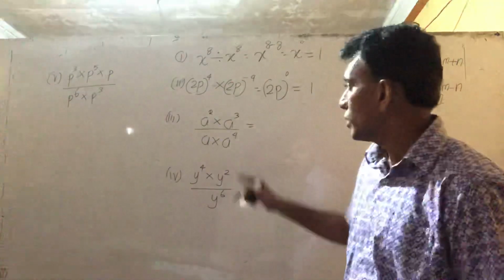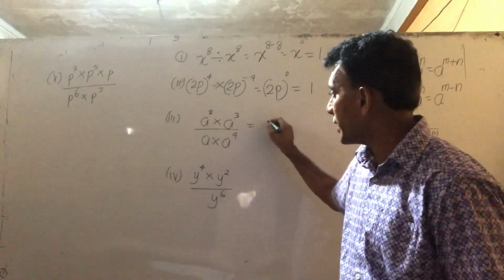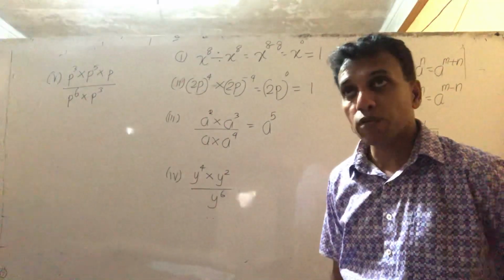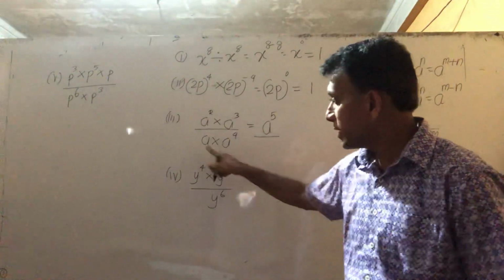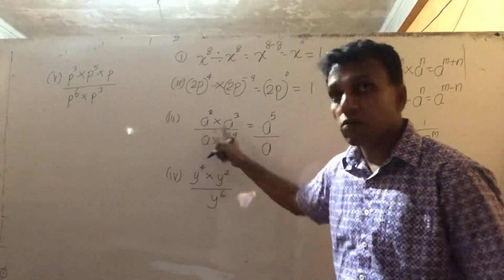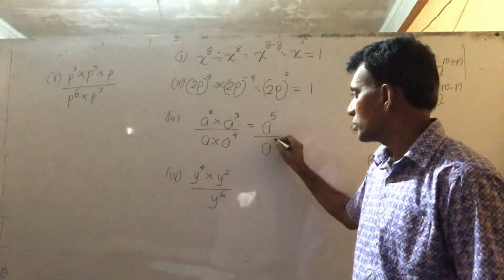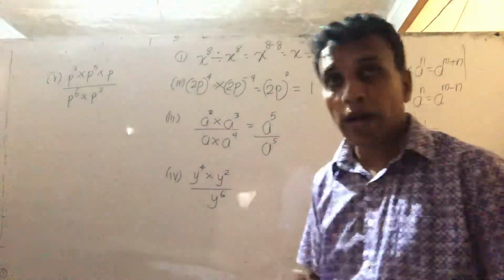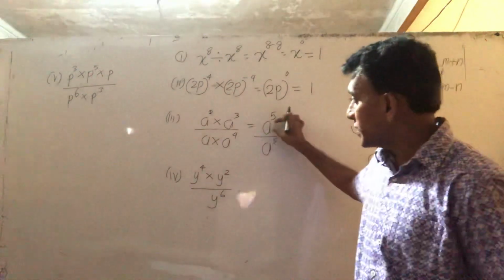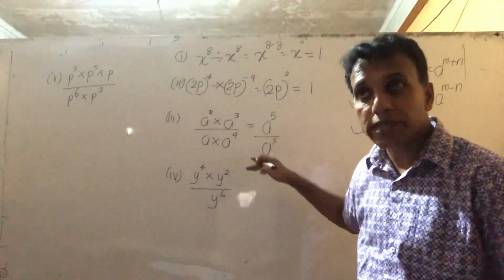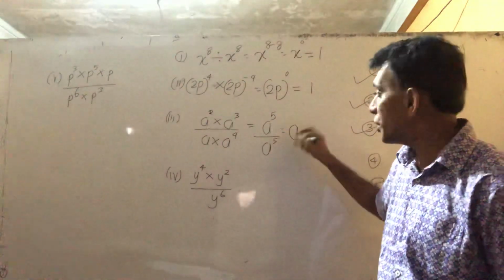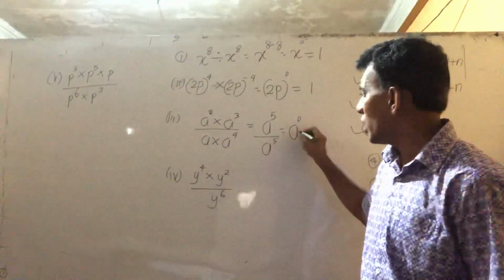So here bases are the same, multiply, add the powers. 2 plus 3, 5. Below, bases are the same when multiplying, add the powers. Here 1 and 4, addition 5. I used rule number 1 now. Now I use rule number 2 of indices: bases are the same when dividing, subtract the powers. So a to the power 5 minus 5, that is 0. Answer is 1.